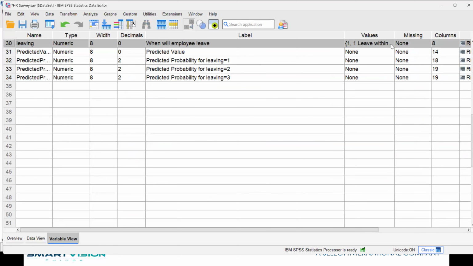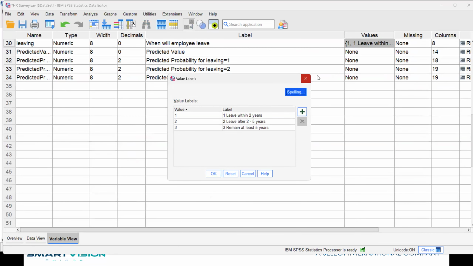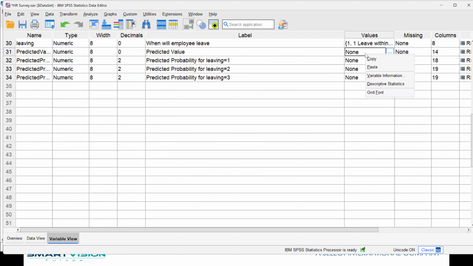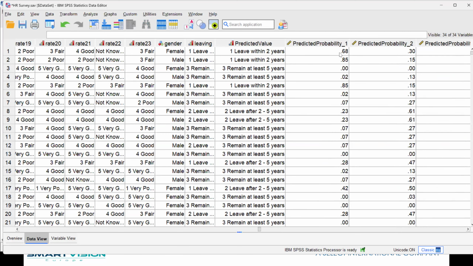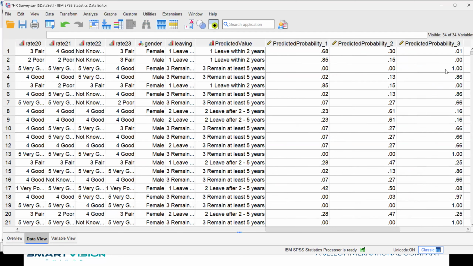And if you can't remember what the scores and what these values mean, I can actually just copy and paste them from one to the next. Just copy the labels over. There you have it. So it says, okay, well, I predict that this person will leave within 2 years. What's the probability of that? 68%. I predict this person will remain at least 5 years. What's the probability of that? It's 100% because everybody in that group that this person belonged to remained at least 5 years or said they would remain at least 5 years. So it's giving me the probability of them leaving within 2 years and the probability of them staying at least 5 years. And that again can be very, very useful.